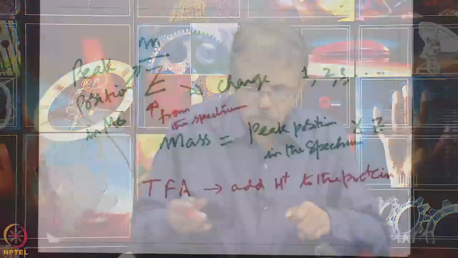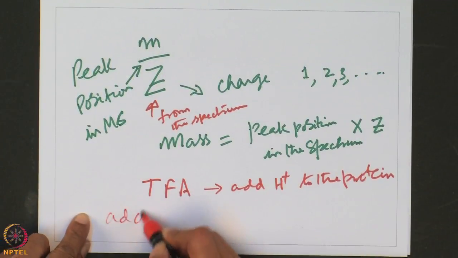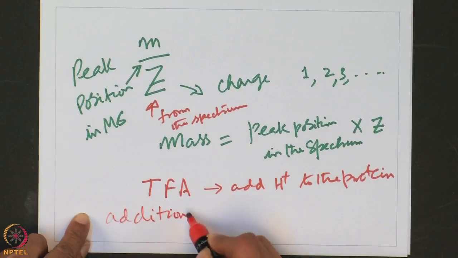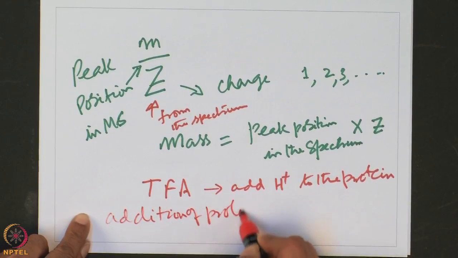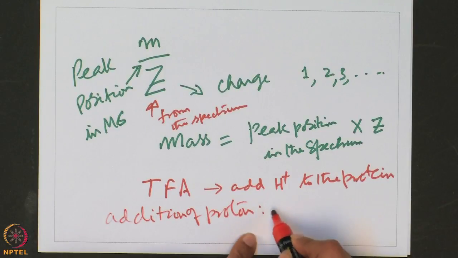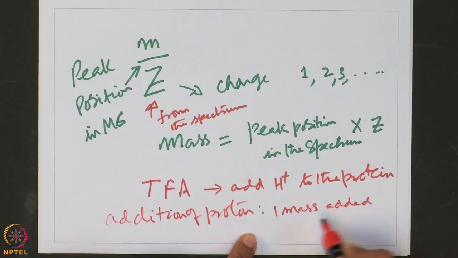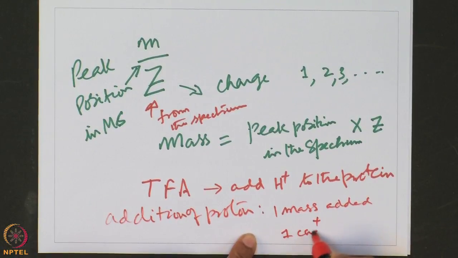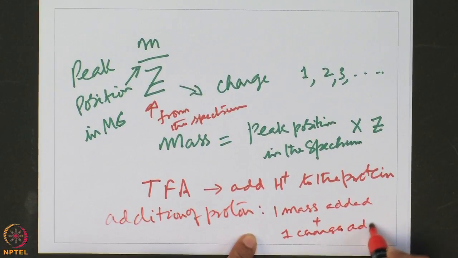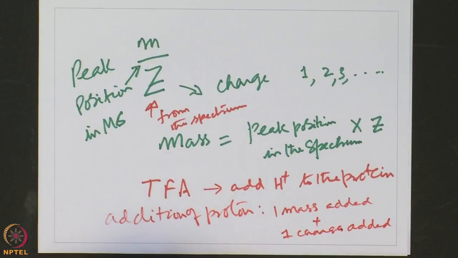So, addition of a proton is one mass added plus one charge added. That is how you need to calculate and get the corresponding thing. So, now you know how many charges you added, how many protons you added, and from that you can make it out.